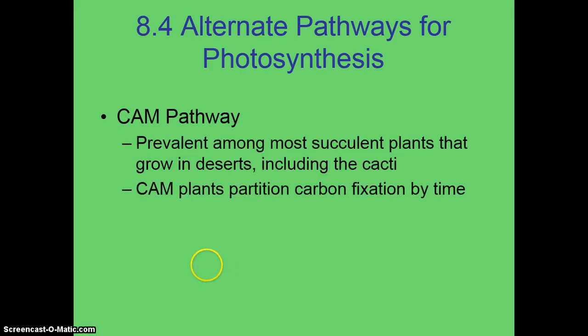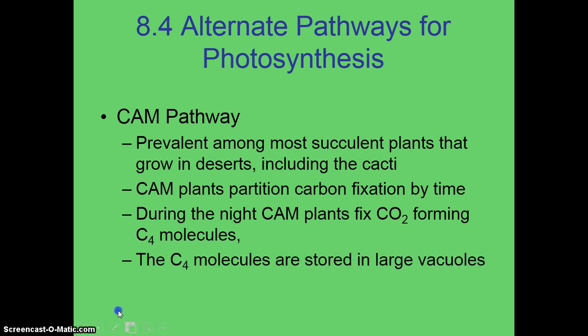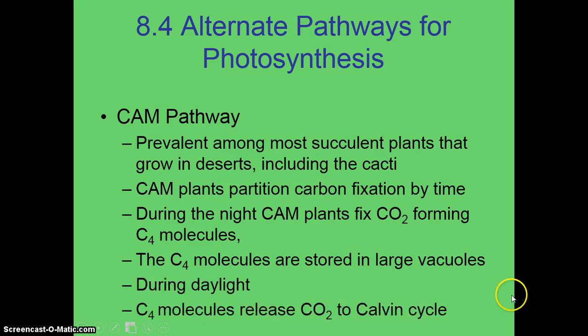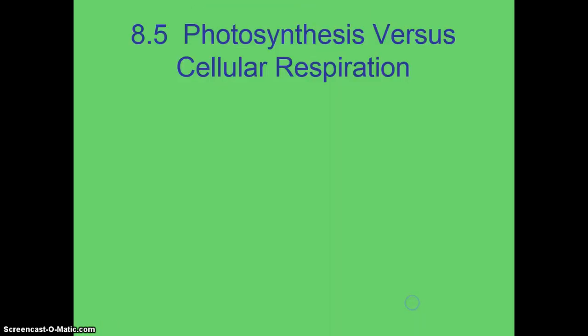Another pathway is the CAM pathway. This is prevalent among succulent plants that grow in deserts like the cactus. The CAM plants partition carbon dioxide fixation by time. During the night, they fix the CO2 and form C4 molecules. The C4 molecules get stored in the large vacuoles, and then during the day, the C4 molecules release carbon dioxide into the Calvin cycle. This is carbon dioxide fixation in a CAM plant. A pineapple is a CAM plant as well, in addition to succulents such as the cactus.